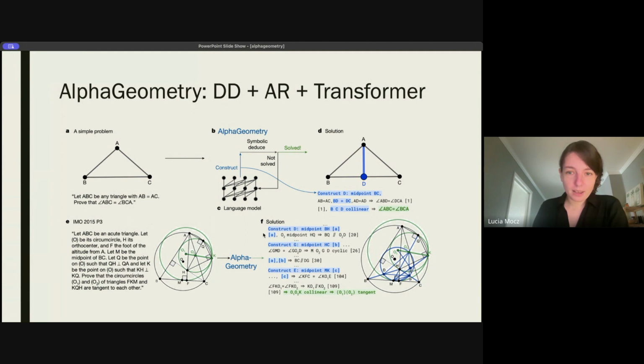So as you can see, with this IMO problem 3, 2015, which we saw a few slides back, there's quite a few auxiliary constructions that are necessary to be able to solve it. So purely solving this problem with the problem statements as it is given, using only the symbolic engine is not possible. And so the goal of AlphaGeometry and the goal of the transformer is to be able to make these exact auxiliary constructions and to inject them at the correct step in the procedure.